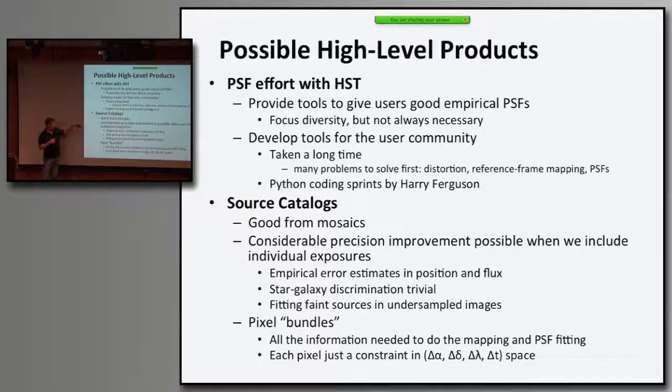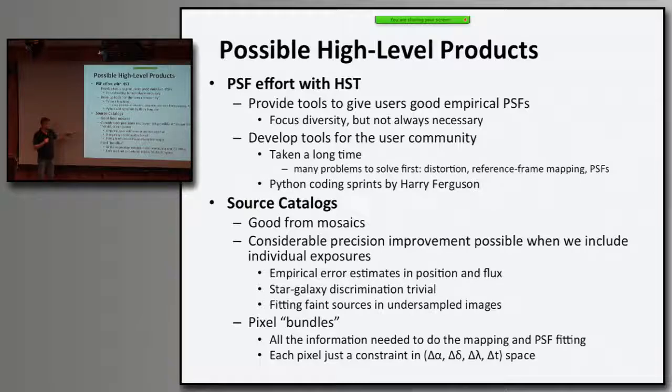But you can get a considerable improvement in precision when you go back to the individual exposures to measure positions and then combine the positions together in a source catalog. So you can get the full astrometric and photometric precision of an individual exposure if you go back to the original unresampled images. And that allows you to get empirical estimates for position and flux. So you have a catalog and you know exactly how accurate this position is, exactly how accurate this flux is, because you have 10 different measurements of each of them. So that really allows you to know things.